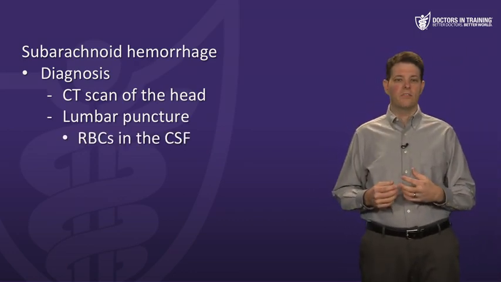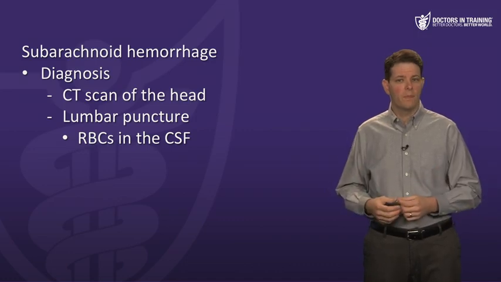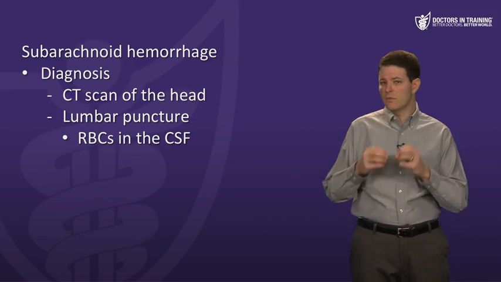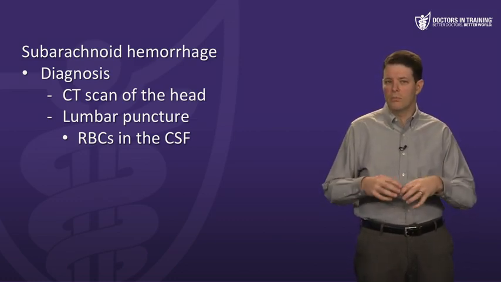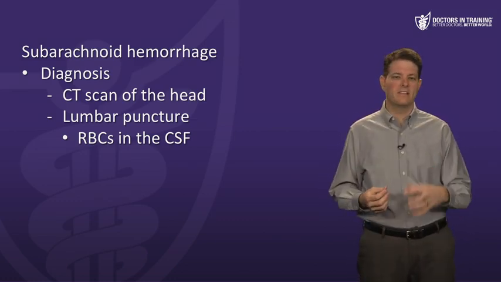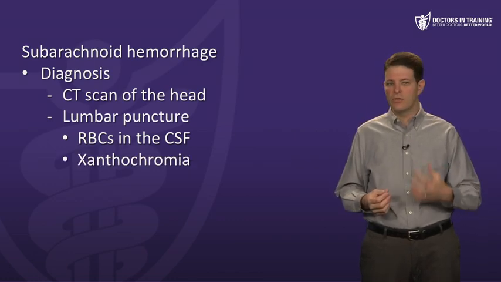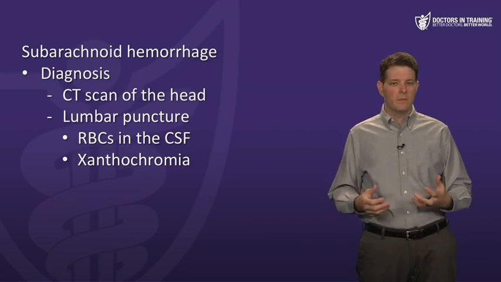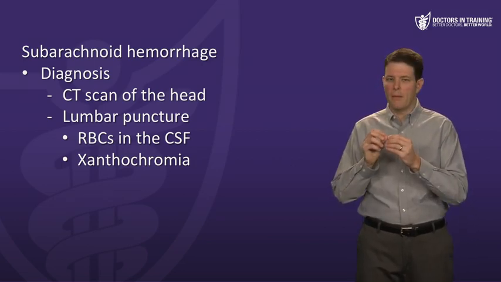So you could either see lots of red cells in an acute subarachnoid hemorrhage, or if the subarachnoid hemorrhage happened a few days ago, the red cells will have lysed and the hemoglobin will break down into bilirubin, and that's going to give the CSF a yellow appearance, which we call xanthochromia. So xantho means yellow.